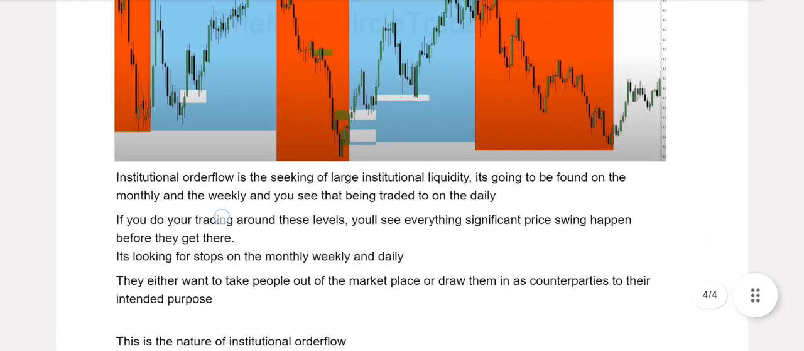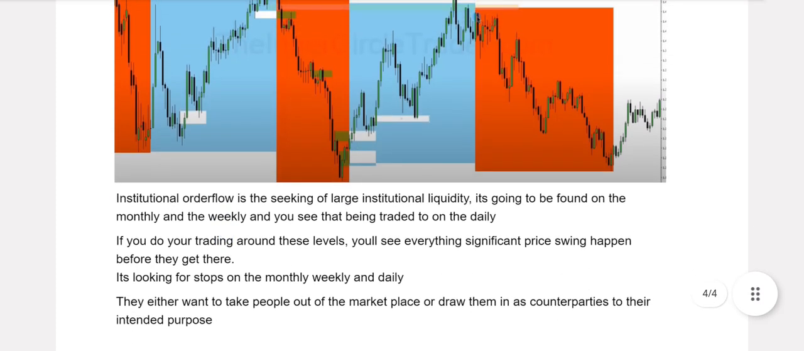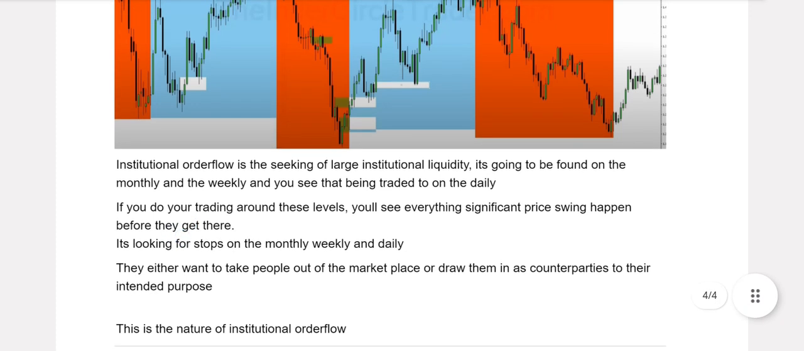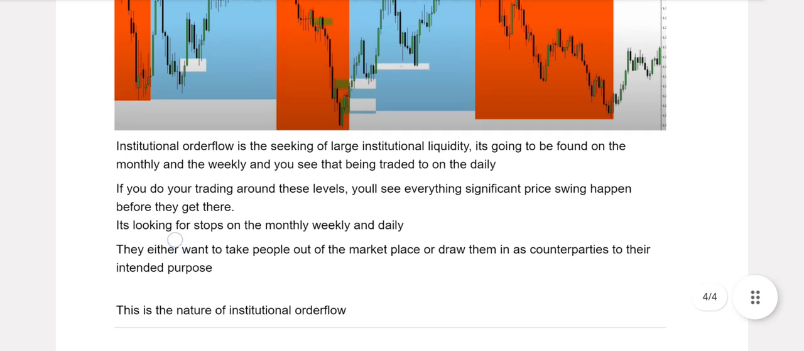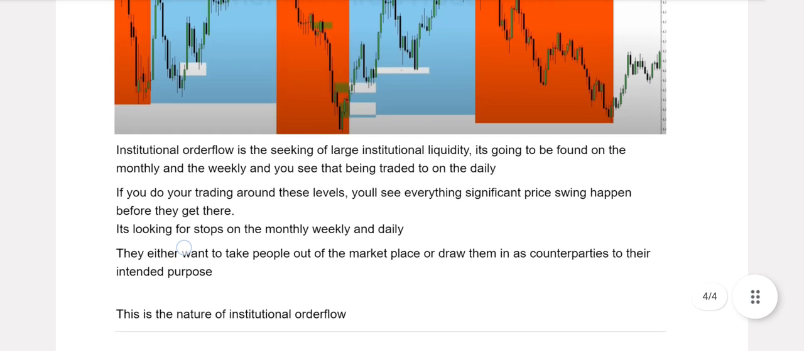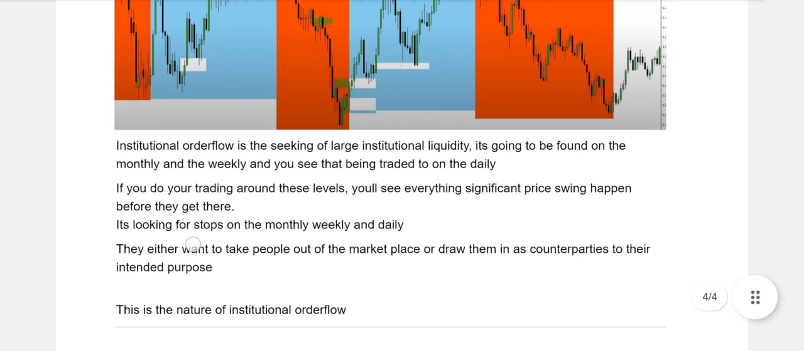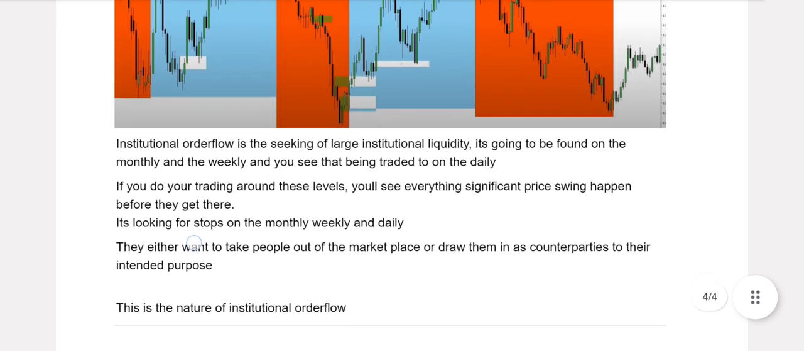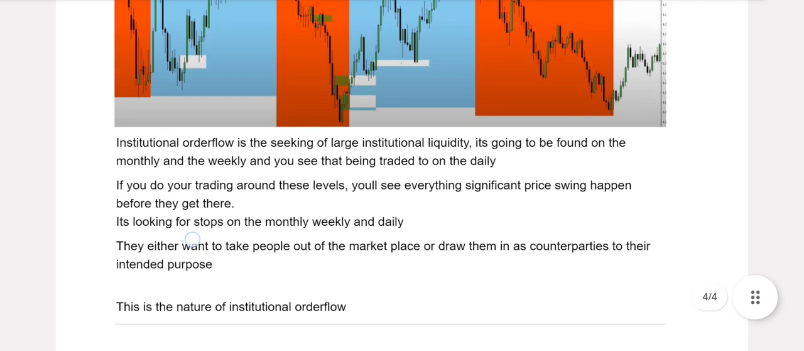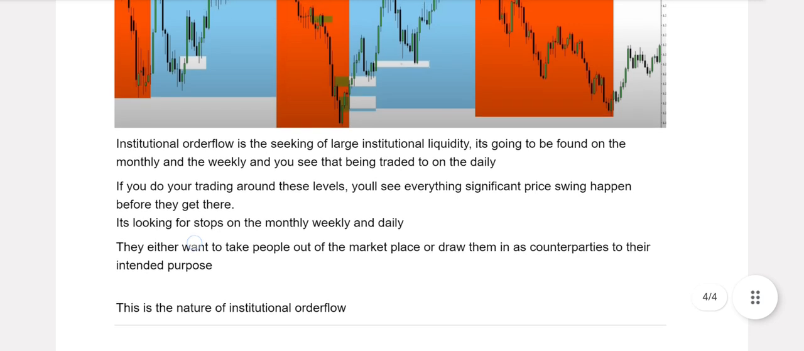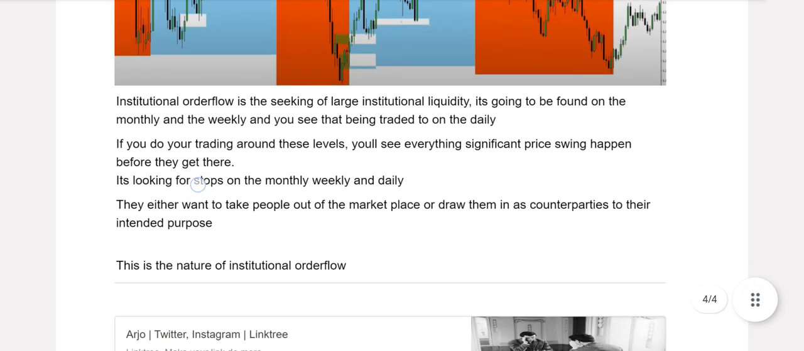So I'm almost winding up this lesson. Institutional order flow is the seeking of large institutional liquidity. It is going to be found on the monthly and weekly, and you see it being traded to on the daily. So use higher time frames to trade institutional order flow, so that you can be accurate in what you're doing. It is found on the monthly and weekly, and also on the daily time frame.